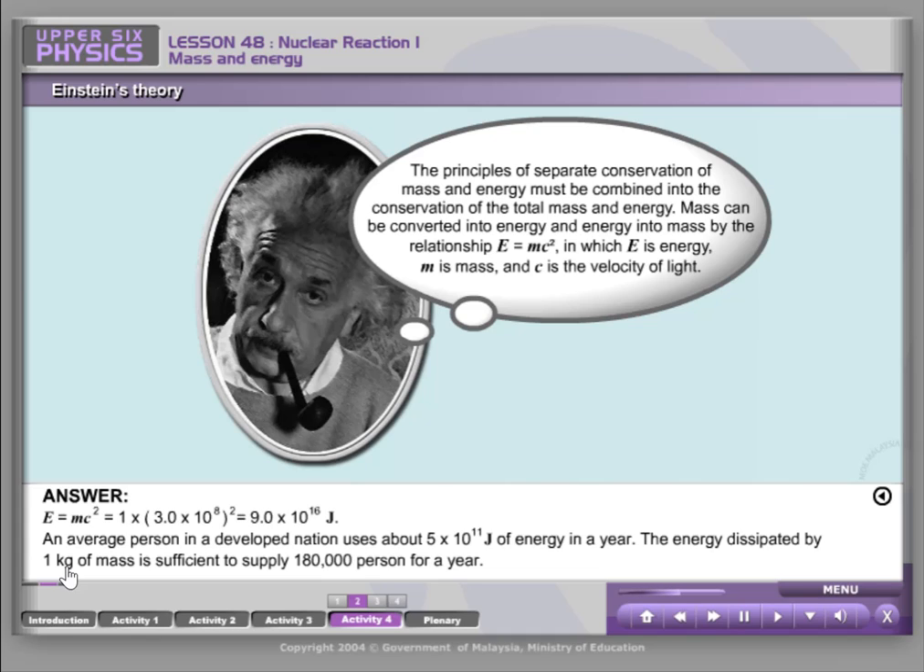An average person in a developed nation uses about 5 times 10 to the power 11 joules of energy in a year. The energy dissipated by 1 kilogram of mass is sufficient to supply 180,000 persons for a year.